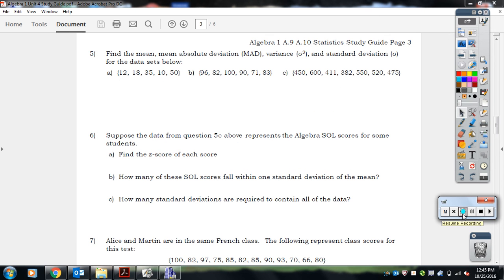Moving on to some other statistics type stuff away from box and whisker plots. Question number 5 says to find the mean absolute deviation, variance, and standard deviation for the data sets below. Let's do each one individually. We'll start with 12, 18, 25, 10, and 50.